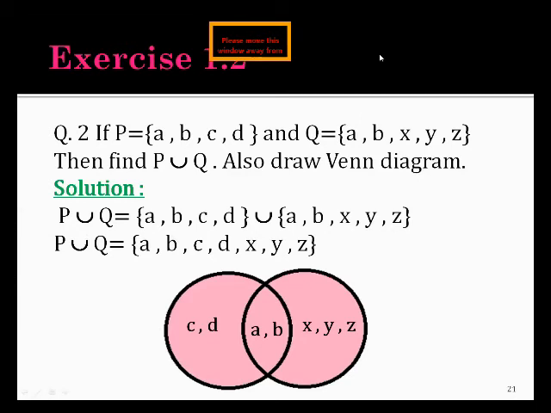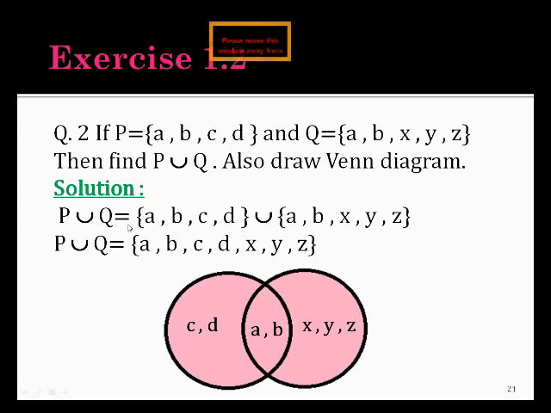Okay, here we start our exercise number 1.2. In question number 2, we have: if P is equal to {A, B, C, D} and Q is equal to {A, B, X, Y, Z}, then we have to find P union Q and also draw the Venn diagram. Now here we start the solution.